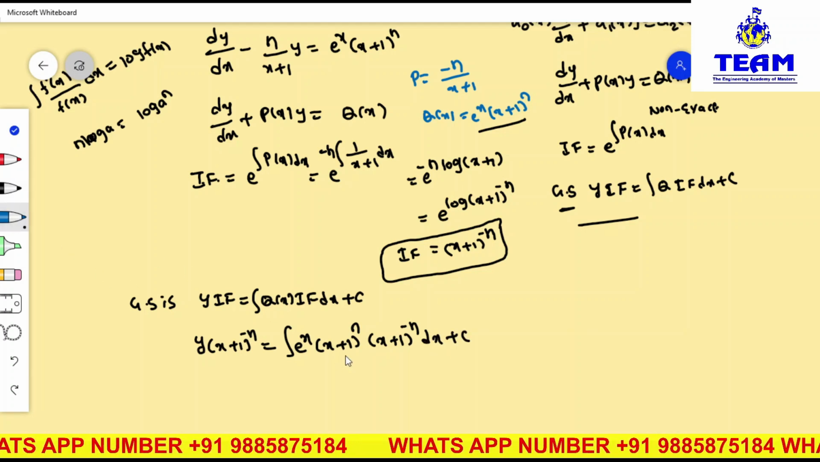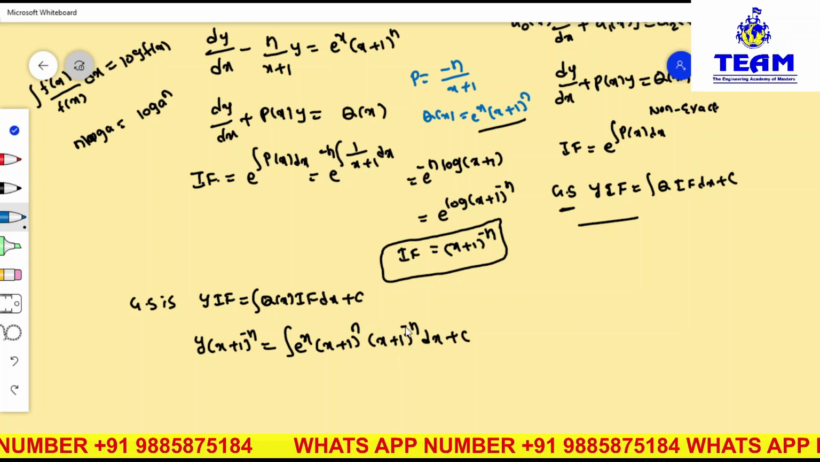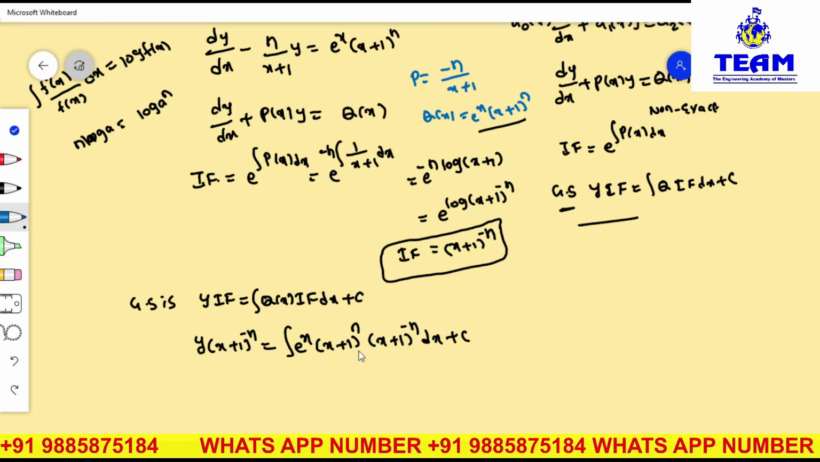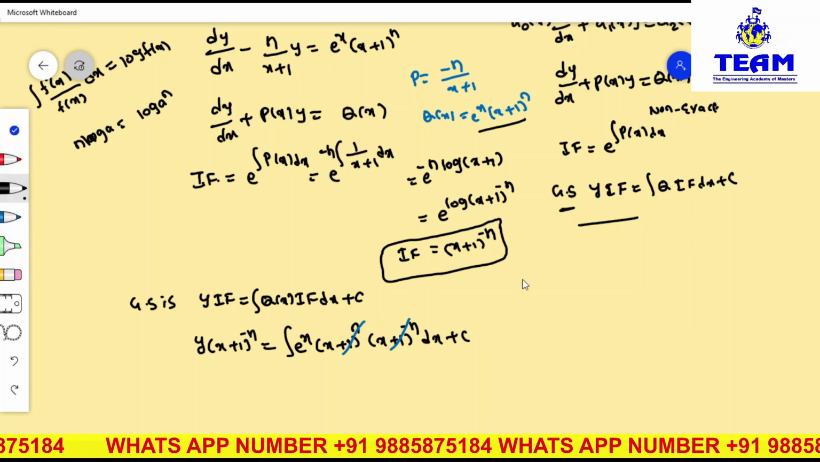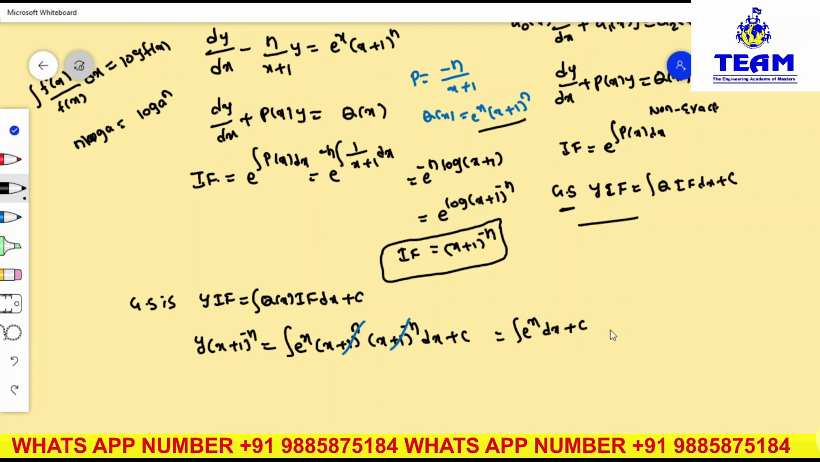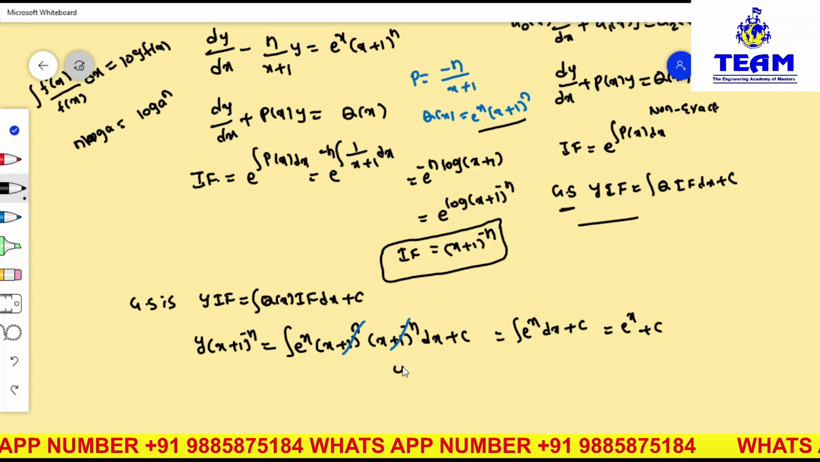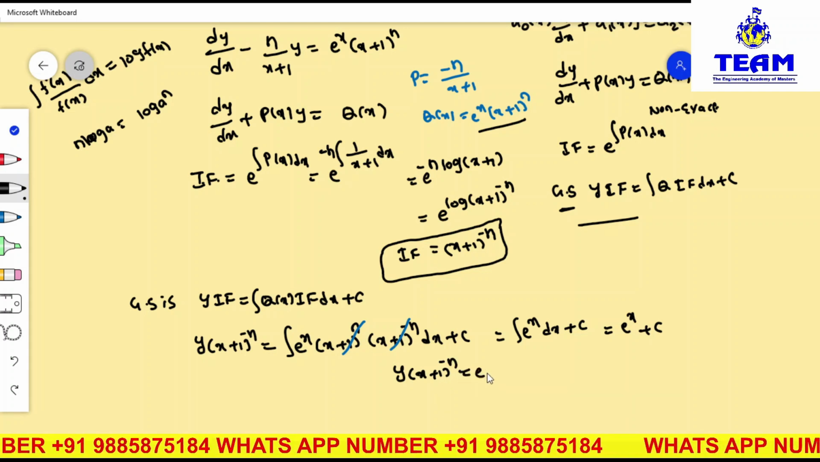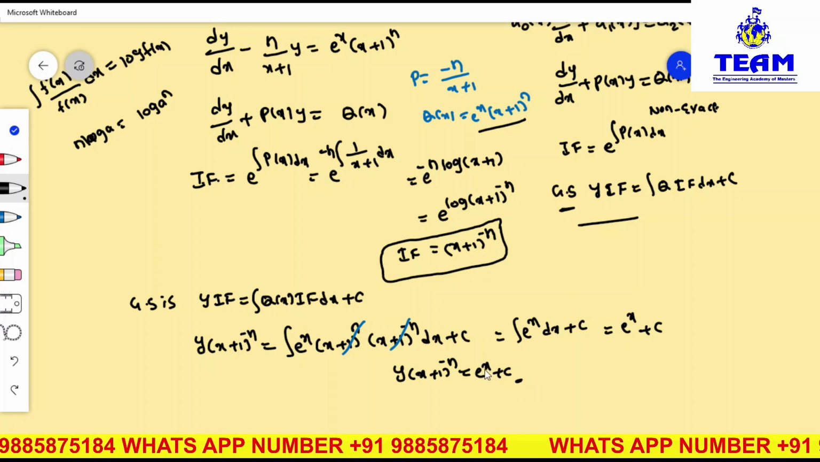By observation, x plus 1 power n and x plus 1 power minus n get cancelled. Both the bases are equal, so the powers should be added. n minus n is 0, so x plus 1 power 0 is 1. Or else you can simply say both will be cancelled. Now you will have integral e power x dx plus c. What is the integration of e to the power of x? e power x only, plus c. Hence the general solution is y into x plus 1 to the power minus n is equal to e to the power of x plus c, where c is an arbitrary constant.